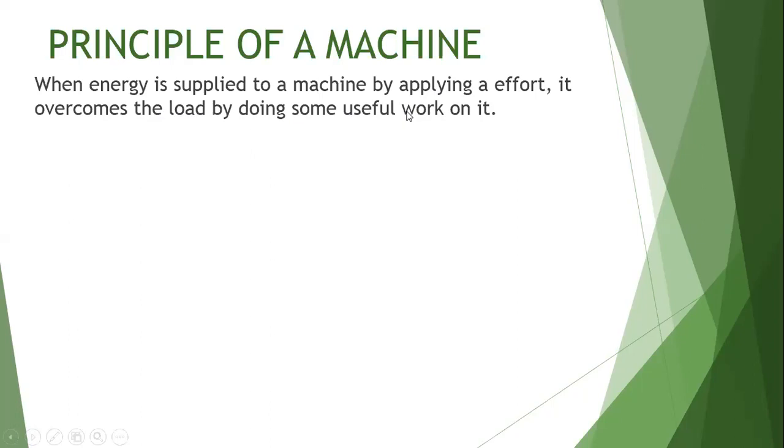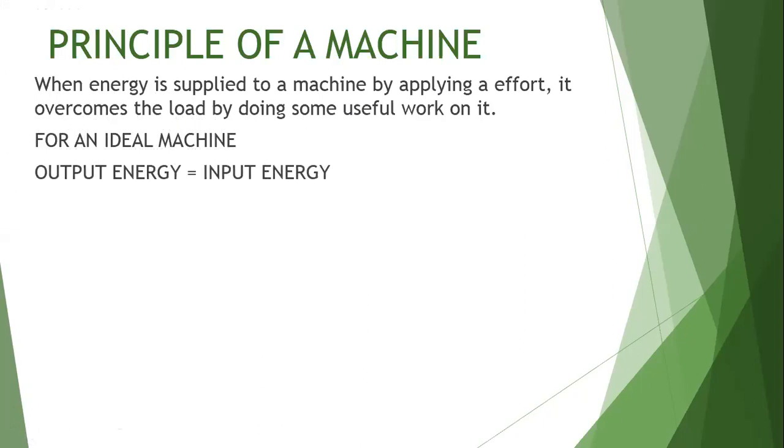So what the machine will do, it will overcome the load, and whatever work is done by the machine on the load is my useful work output. So if you talk about an ideal machine, now there are two types of machine. One is an ideal machine and the other is an actual machine. Now, what is the concept of an ideal machine?